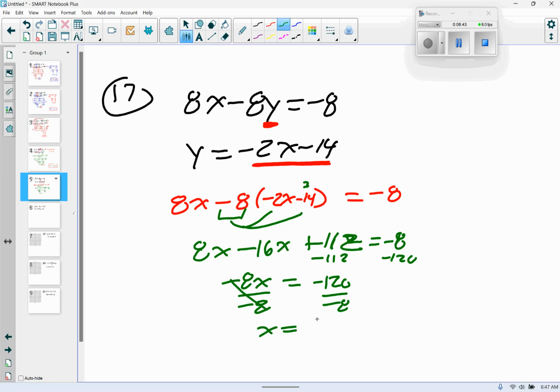So one negative over negative is positive. So that's going to give me 15 for my x value. If you divide that on a calculator, 120 divided by 8. Take this 15 and replace it either here, or here. I'm going to pick the bottom one.